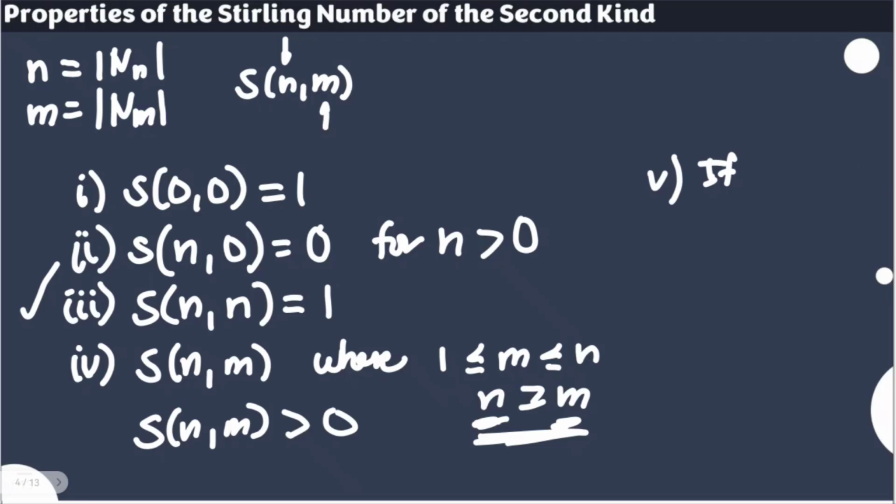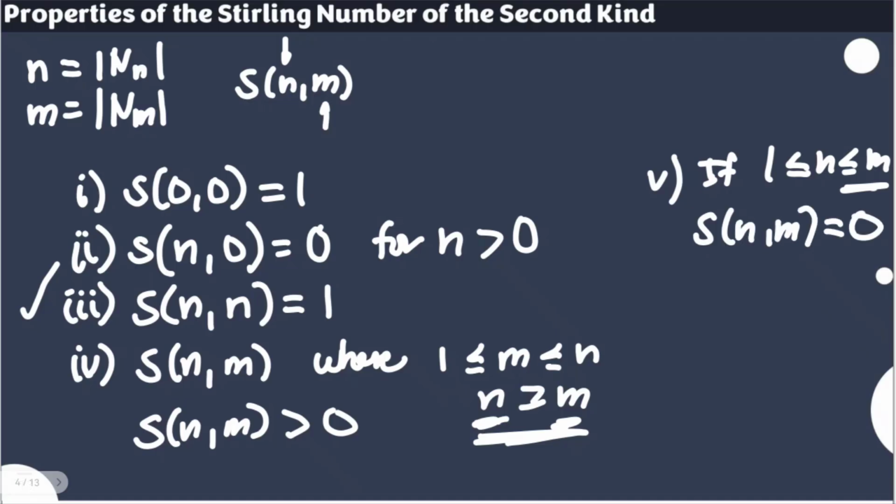What if, just like that, m is greater than n? In short, the number of boxes, that's m, is more than the number of objects. How many ways can we arrange those n objects into m boxes, considering that none of the boxes will be empty? The answer for the Stirling number of the second kind is 0.